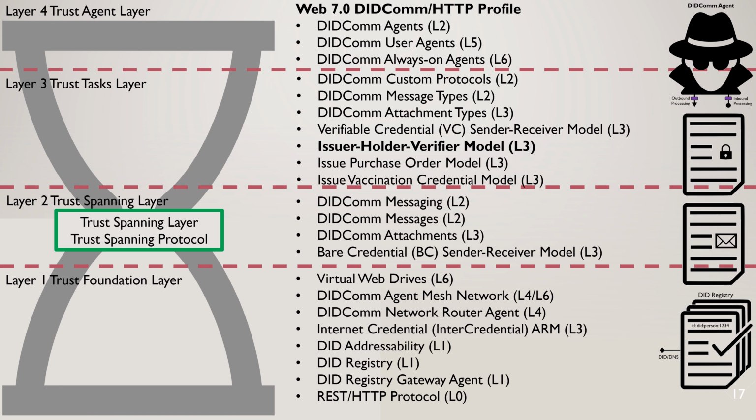Where do these fit into the Web 7.0 Trust Spanning Layer framework? They, again, are derived from verifiable credentials, so they have to be at least in layer 3 or higher, and they are here. The issuer holder verifier model is here in layer 3, and it is in turn based on the verifiable credential sender receiver model, which in turn is based on the bare credential sender receiver model in layer 2.